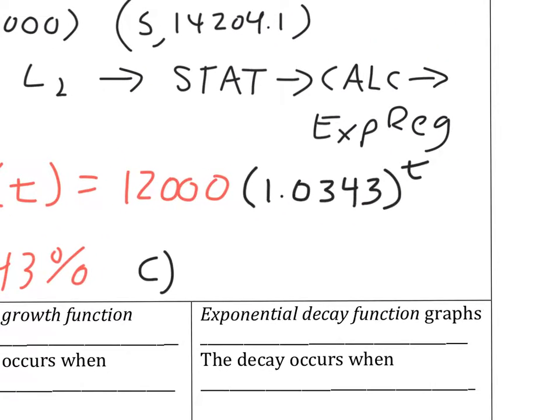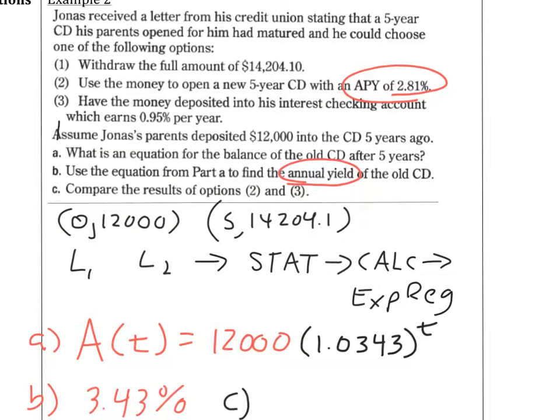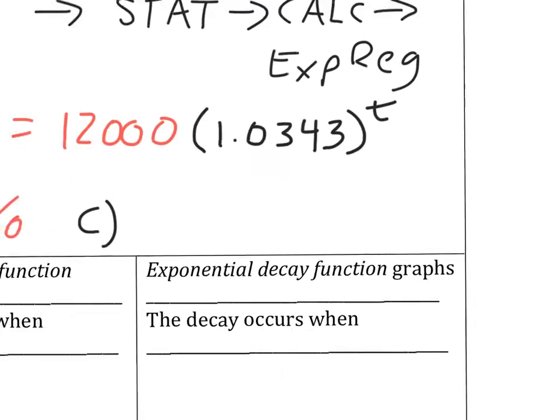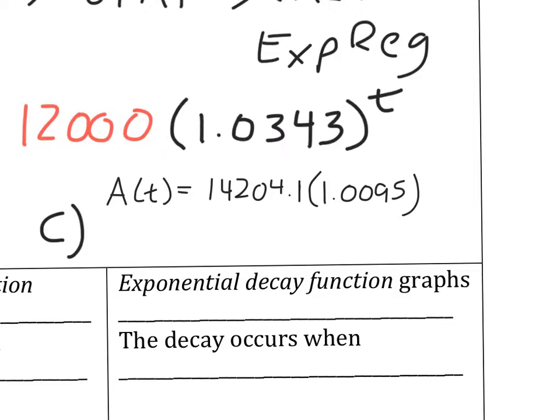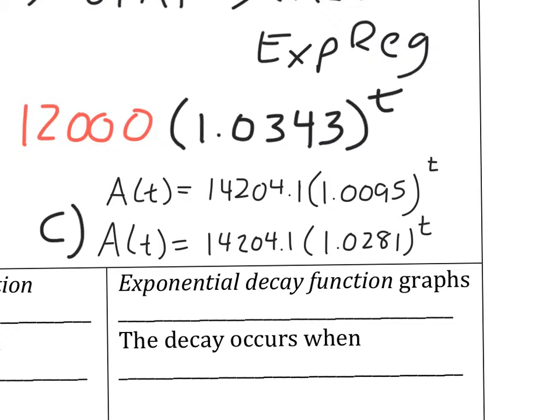So let's see here. In comparing options 2 and 3, what we're going to do is take the 14,000 and either let it grow 0.95% each year or let it grow 2.81%. So we're going to have to evaluate the two functions. One of them is the amount after time, and we start at 14,204.1, and we multiply that by 1.0095 to the t. This is the checking account after a certain amount of years. The other one is also 14,204.1, but that growth is going to be 1.0281 to the t.